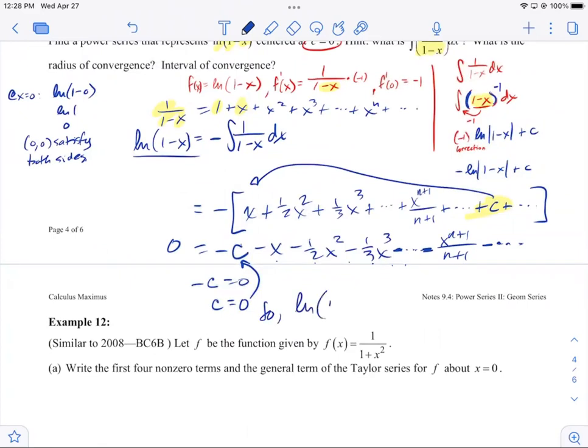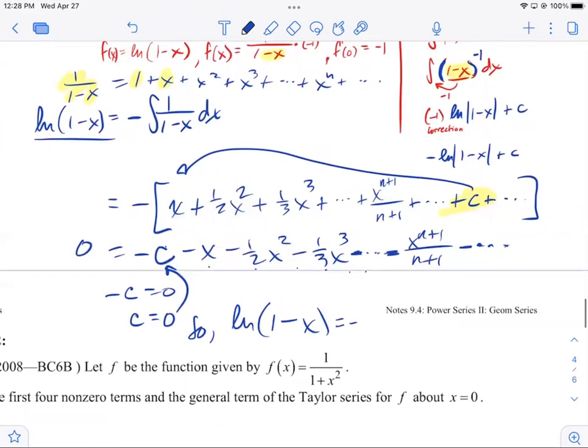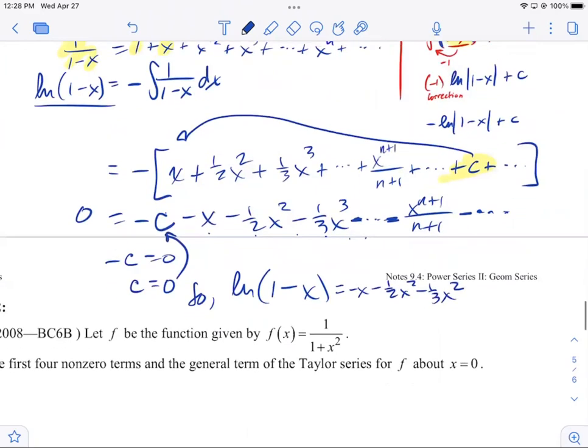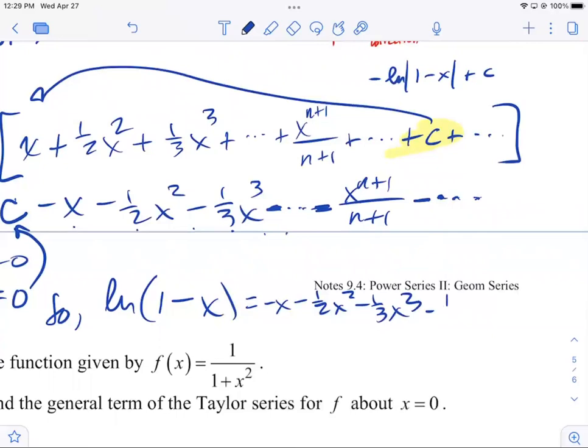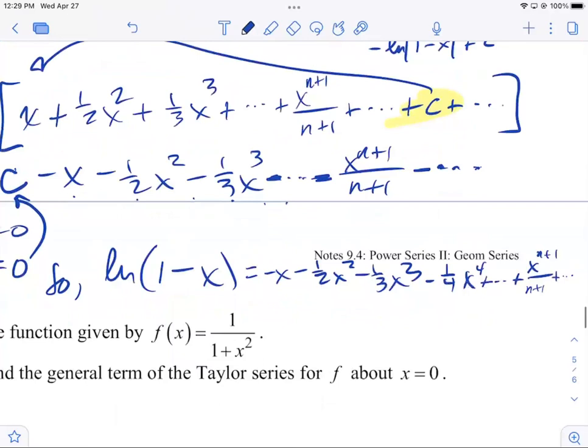And so I get the following answer. The natural log of 1 minus x is finally equal to negative x minus 1/2 x squared minus 1/3 x cubed. What would be the next term? I need 4 of them at least. X cubed, sorry. 1/4 x to the 4th, good. Plus dot dot dot plus x to the n plus 1 over n plus 1 plus yada yada yada. Okay, they're all minus.